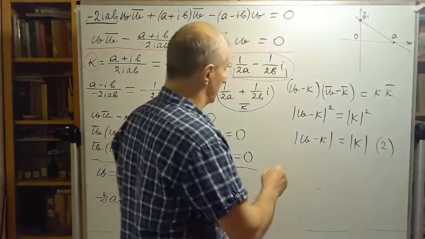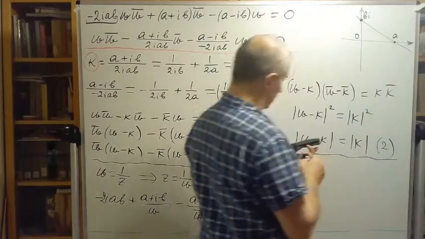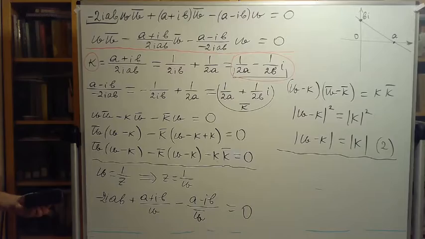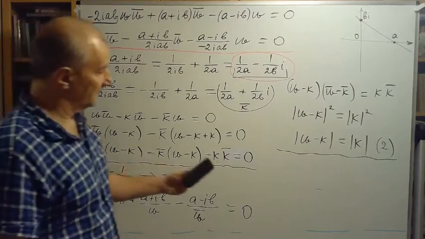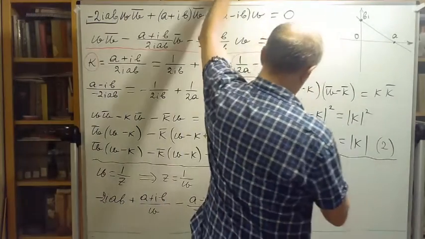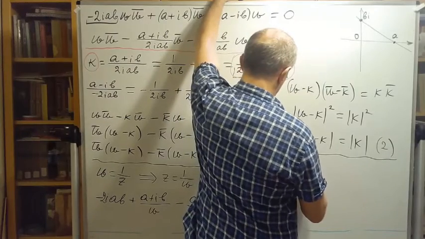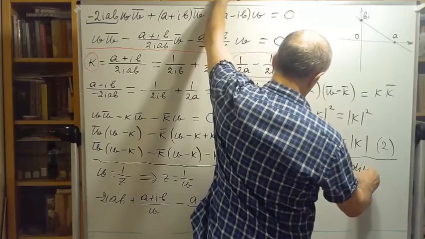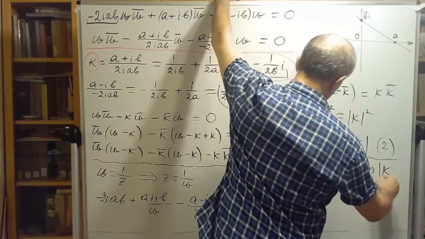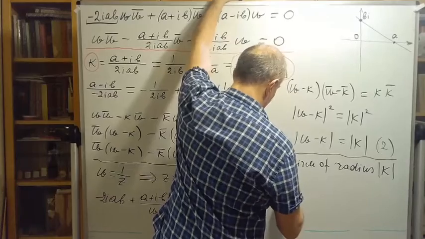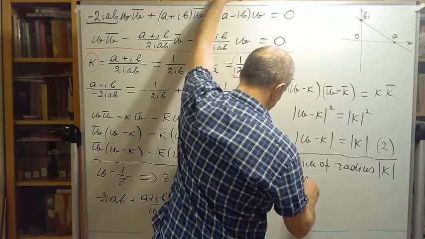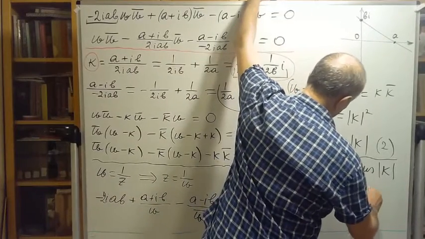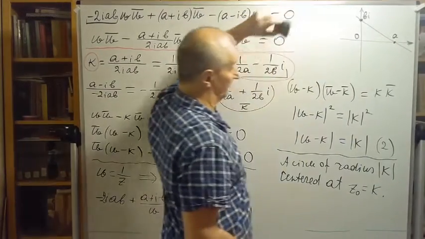This equation tells us what will be the image of this straight line. It will be a circle of radius K with a center at point K. Yes? A circle of radius modulus K centered at the point, let's call it Z0 equals K.